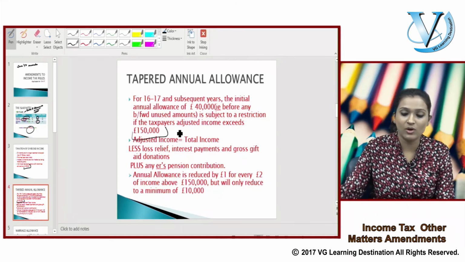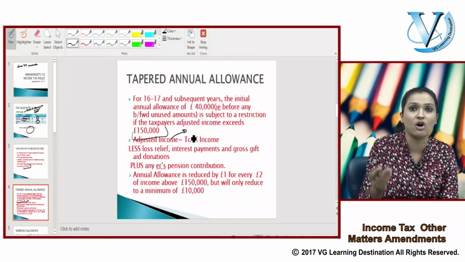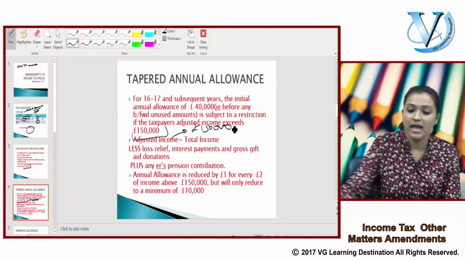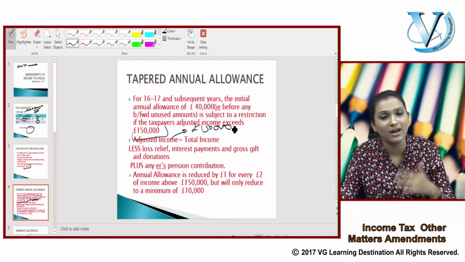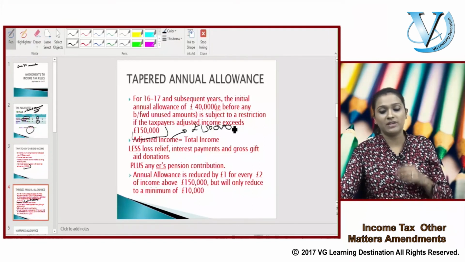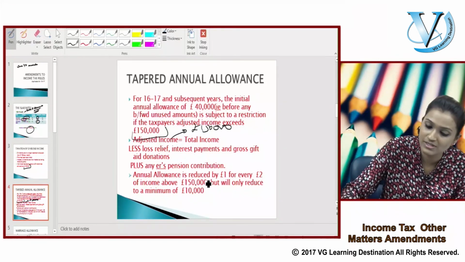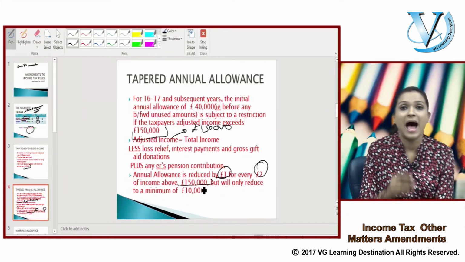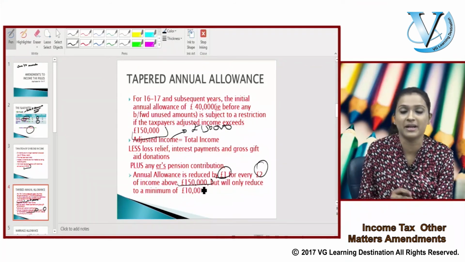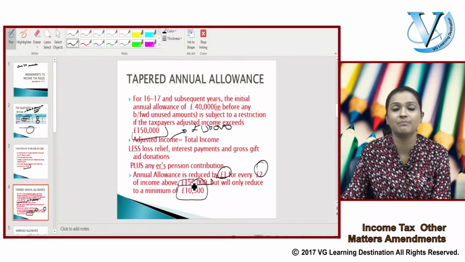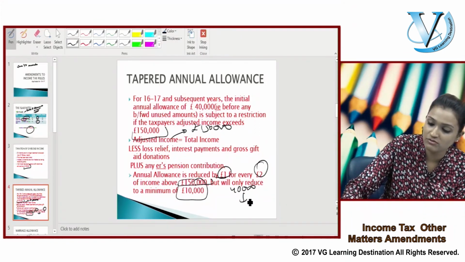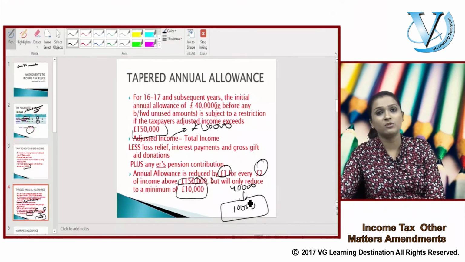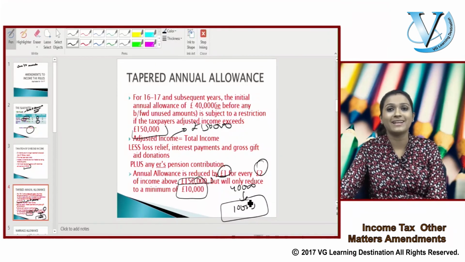So make sure that you are calculating this limit and you're finding out whether or not it is above or below the threshold level of £150,000. If it is above, you need to taper your annual allowance. How do you taper it? It is reduced by £1 for every £2 which is above the £150,000 limit. However, the maximum you can reduce it, that you can bring it down to, is £10,000 from £40,000. That is the minimum annual allowance that every individual is going to enjoy regardless of their income threshold level.